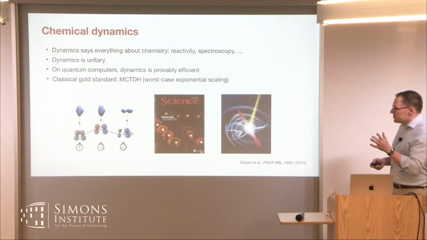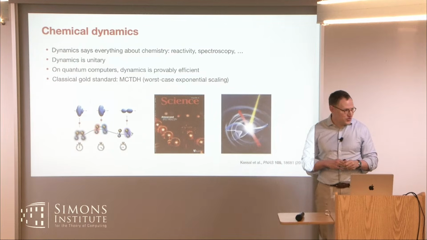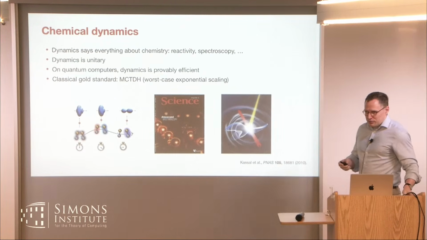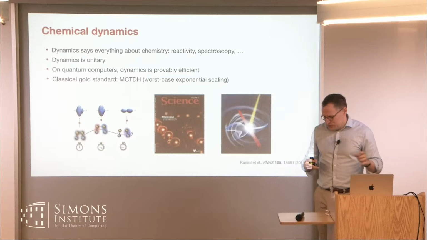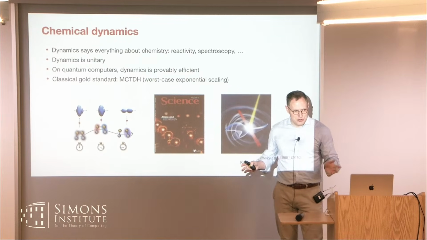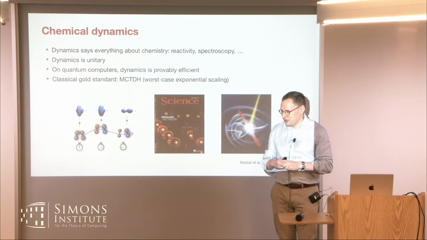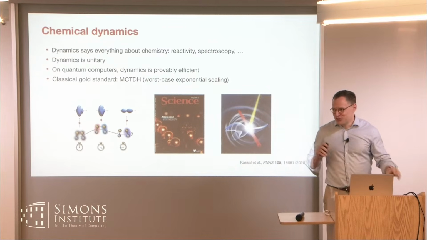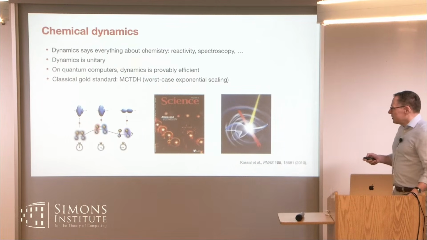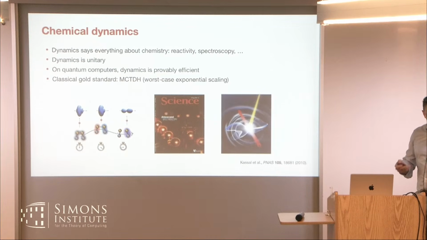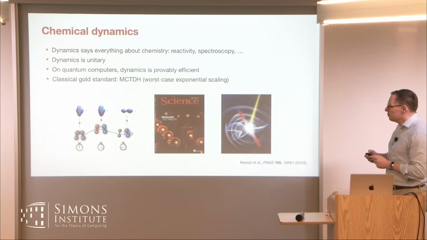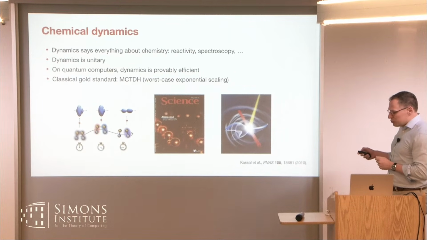And the reason for studying chemical dynamics is not to say that electronic structure is not interesting, but that, in a sense, for me, it always seems weird when you take quantum chemistry, and we write down for the students the time-dependent Schrodinger equation, and then we drop the time dependence like a hot potato, and then everything else is just stationary states, which is really weird for the science of change to be done in terms of stationary states. So dynamics tells you everything about chemistry, reactivity, spectroscopy, everything else. It's unitary, which is very convenient if you want to put it on a quantum computer, and it's therefore provably efficient.